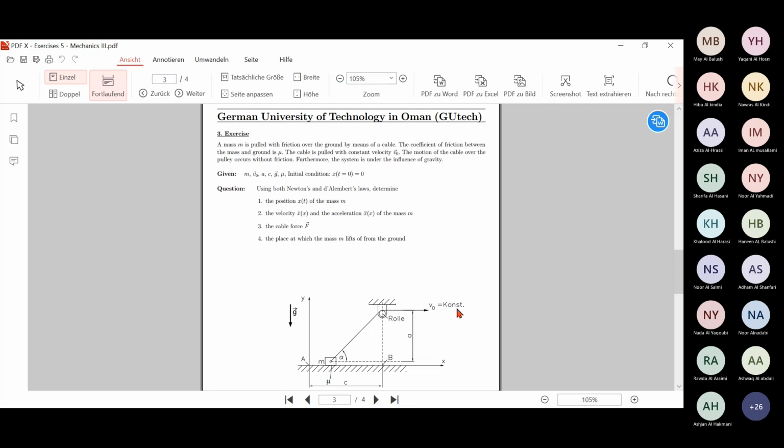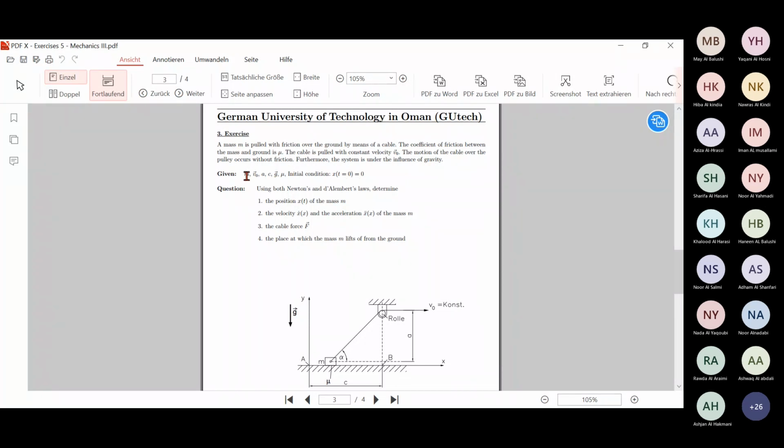The motion of the cable over the pulley occurs without friction. There is no friction between the cable and the pulley. Furthermore, the system is under the influence of gravity g. Given the position x at time t equal to 0, it's 0. This is the initial condition.